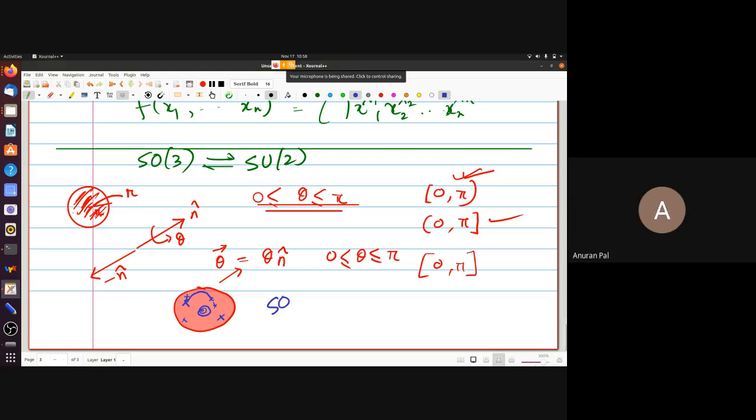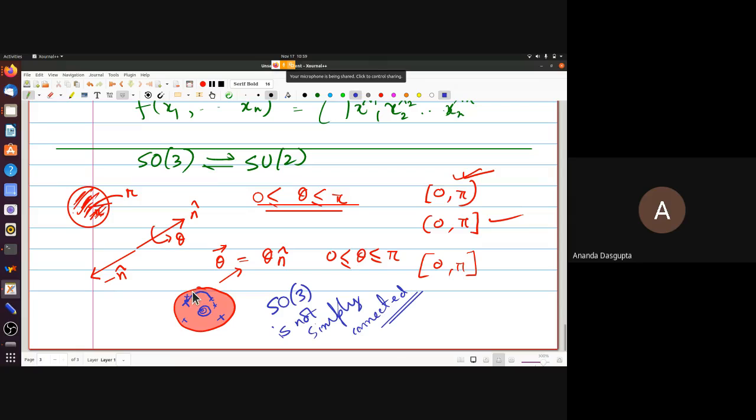So, SO3 is not simple or simply connected. In other words, that means there are loops in SO3 which cannot be shrunk to a point. Okay, in algebraic topology, we would say the fundamental group of SO3 is not trivial. But the important point is SO3 has loops which are not contractible to a point.